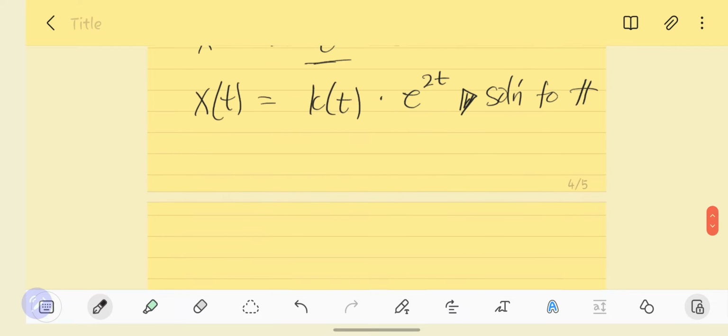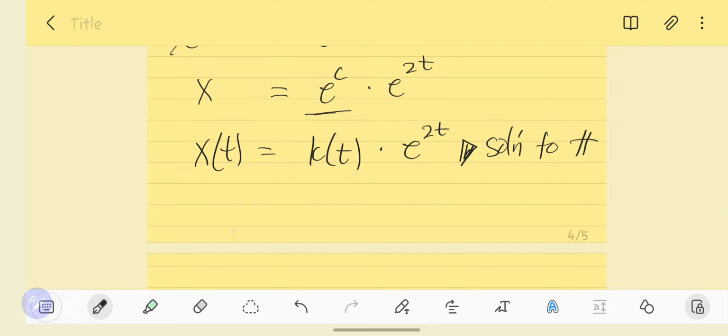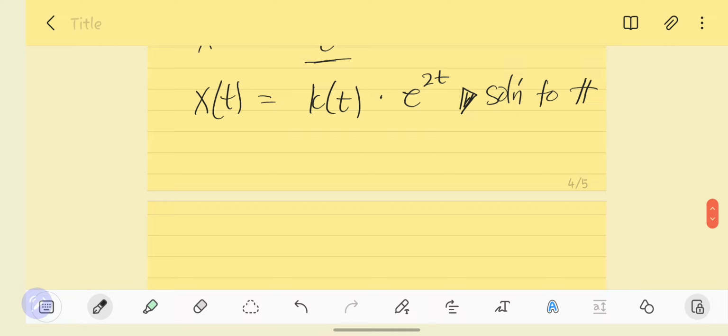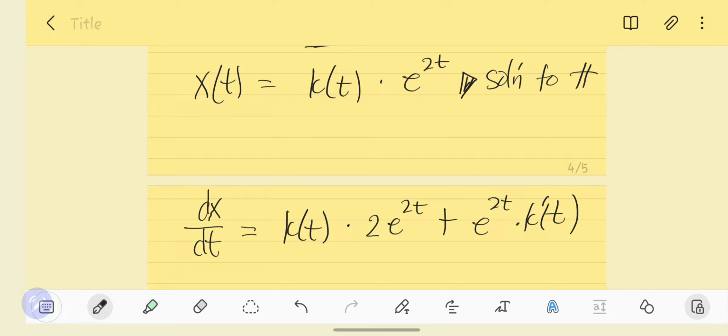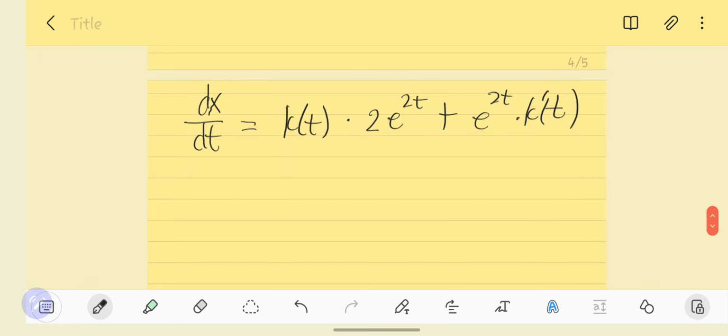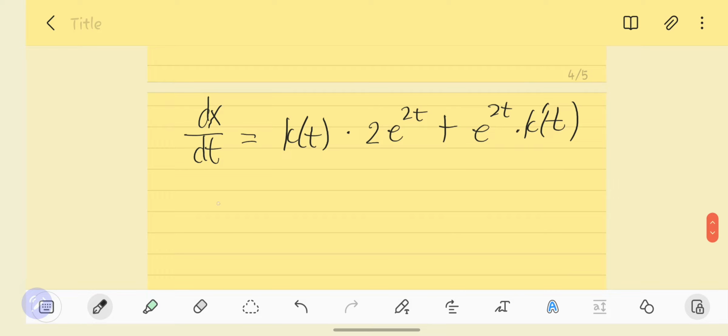Now we will try to derive that. So we will try to derive this x of t equals k of t times e to the 2t. So we will now have dx over dt equals k of t times 2 e to the 2t plus e to the 2t times k prime of t. Now that is your dx over dt. Now we can plug this into our non-homogeneous equation, which is dx over dt minus 2x is equals to sine t.